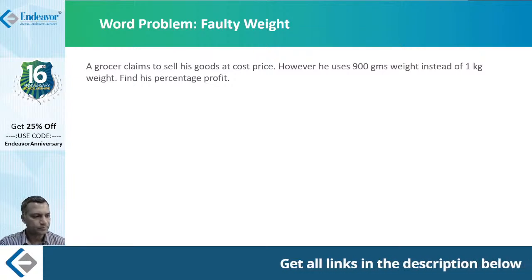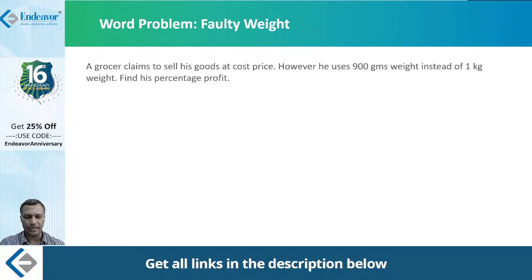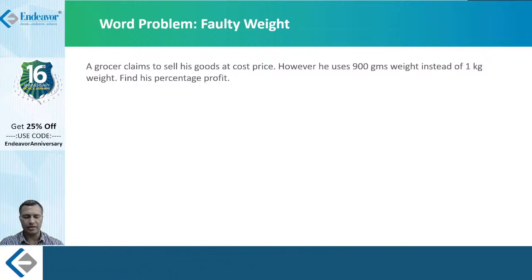Here we go. A grocer claims to sell his goods at cost price. However, he uses 900 grams weight instead of 1 kg weight. Find his percentage profit. So here, there are two things. What is he doing? He says, I don't want any profit. It's a kind of social service. Whatever the price at which I'm buying the goods, I'm giving it to you at the same price. But at the back end, what is he doing?